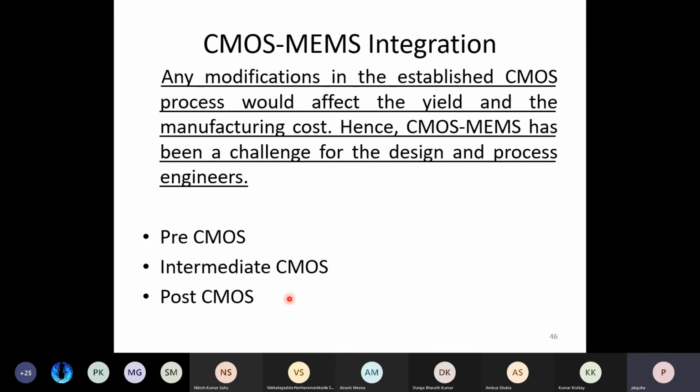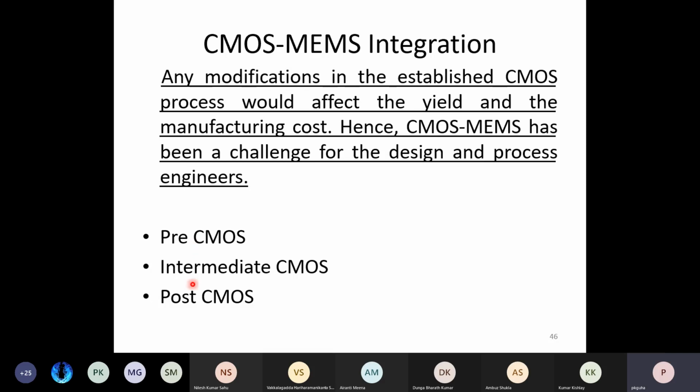What is pre-CMOS? Before the CMOS process, you integrate your nanomaterial based sensor or MEMS based sensor, and then you send the wafer to your foundry and they fabricate the circuit which is required for your sensor. So that's pre-CMOS. Before fabricating your circuit, you fabricate your sensor and other devices which are not supported by the CMOS foundry. Then you develop your circuit.